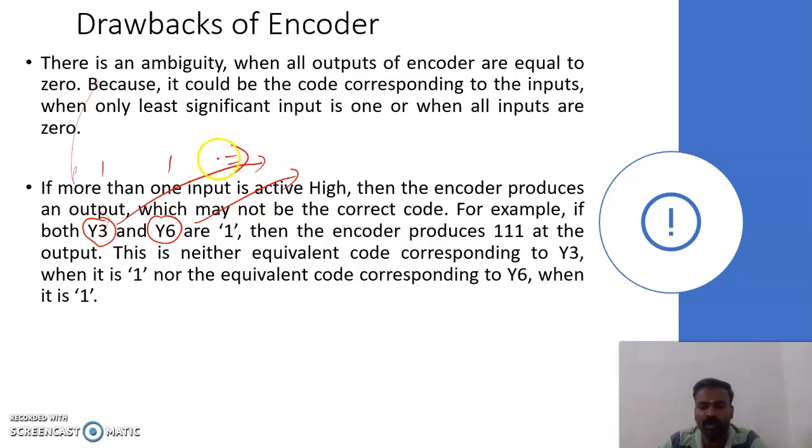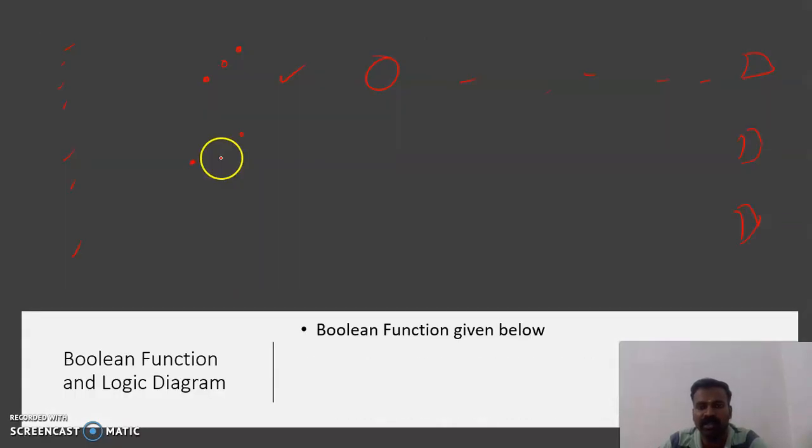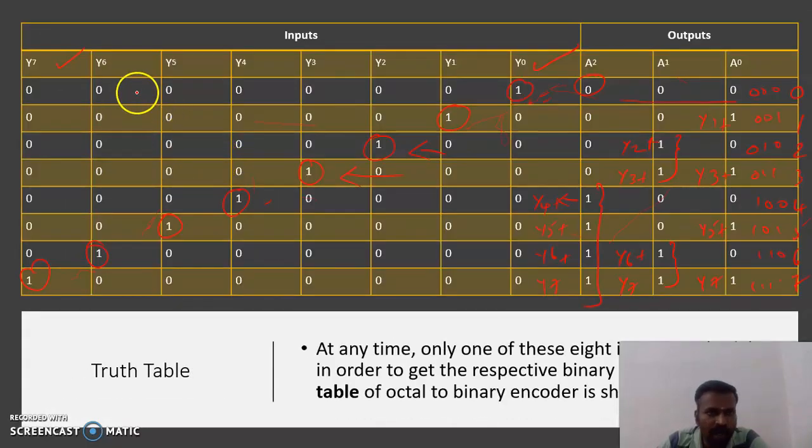Because Y3 output, we are having the previous, see what is the Y3 output? Y3 output is here, when it is 1, this is 0, 1, 1, right? When it is 1, this is 0, 1, 1. When Y6 is 1, this is 1, 1, 0.